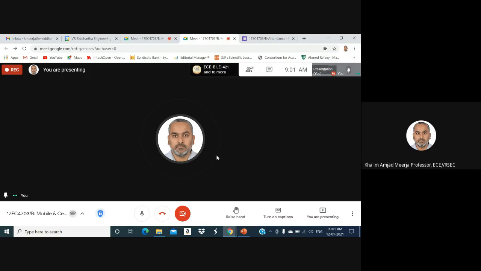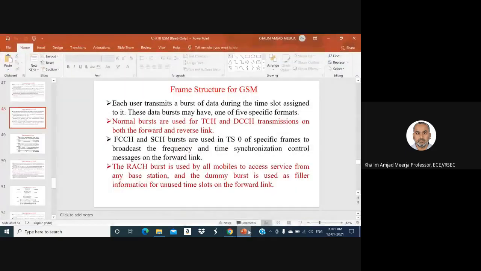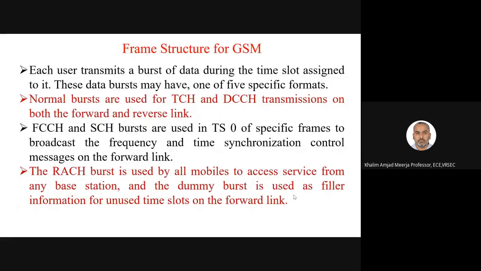Okay, so today we are discussing the frame structure used in GSM. So actually, there should be a proper format that needs to be standardized so that the equipment manufactured by different companies will be able to understand it if they follow the same standard format.